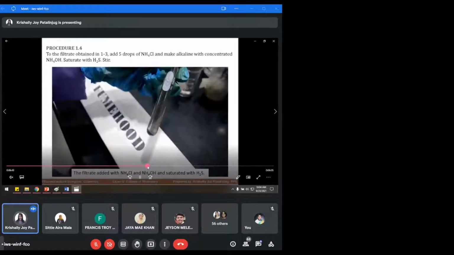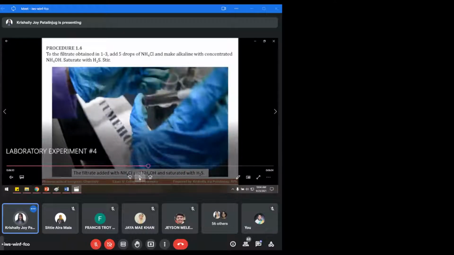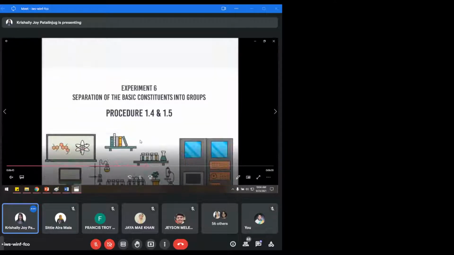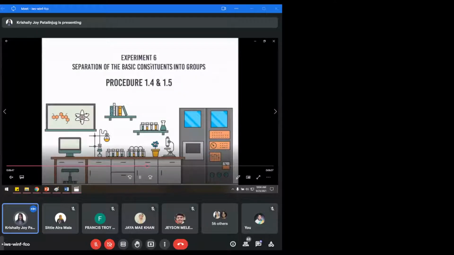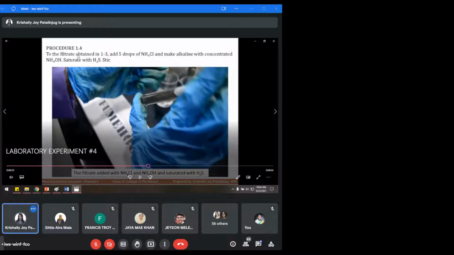Here we are at procedure 1.4. This one is more advanced. From that filtrate, it's experiment 4. To that filtrate obtained in procedure 1.3, it is added with ammonium chloride, and it is alkalinized. Take note, it has been alkalinized with ammonium hydroxide.